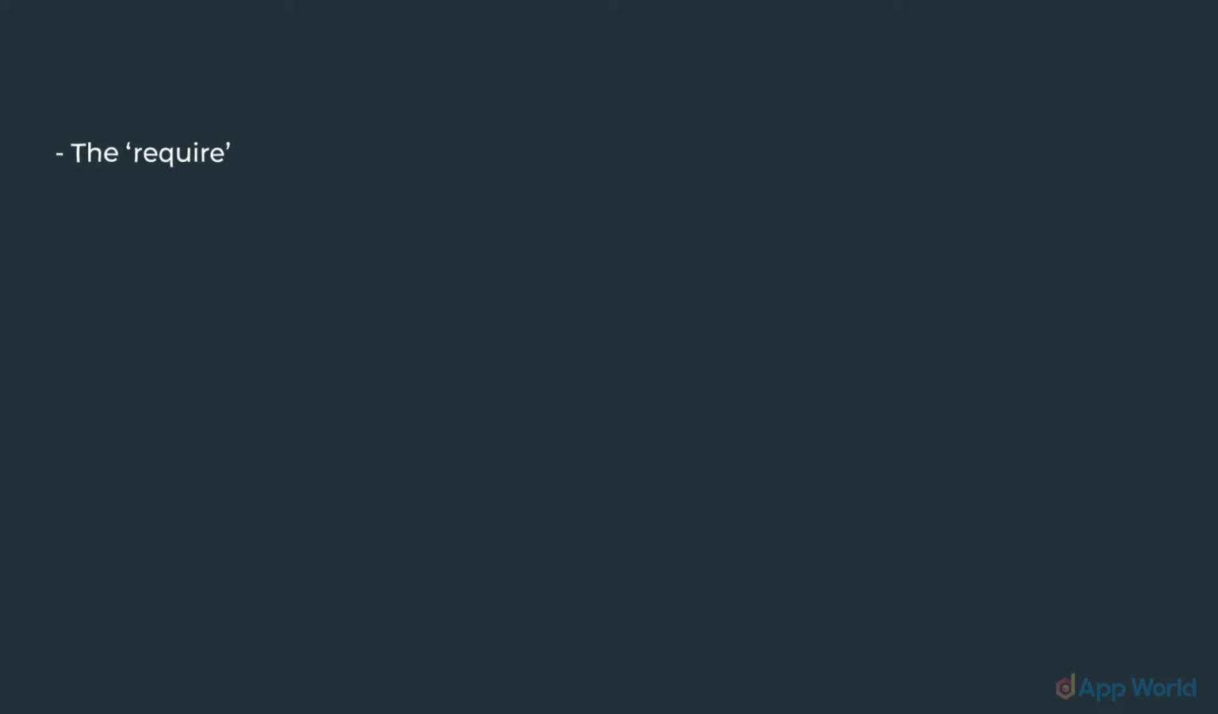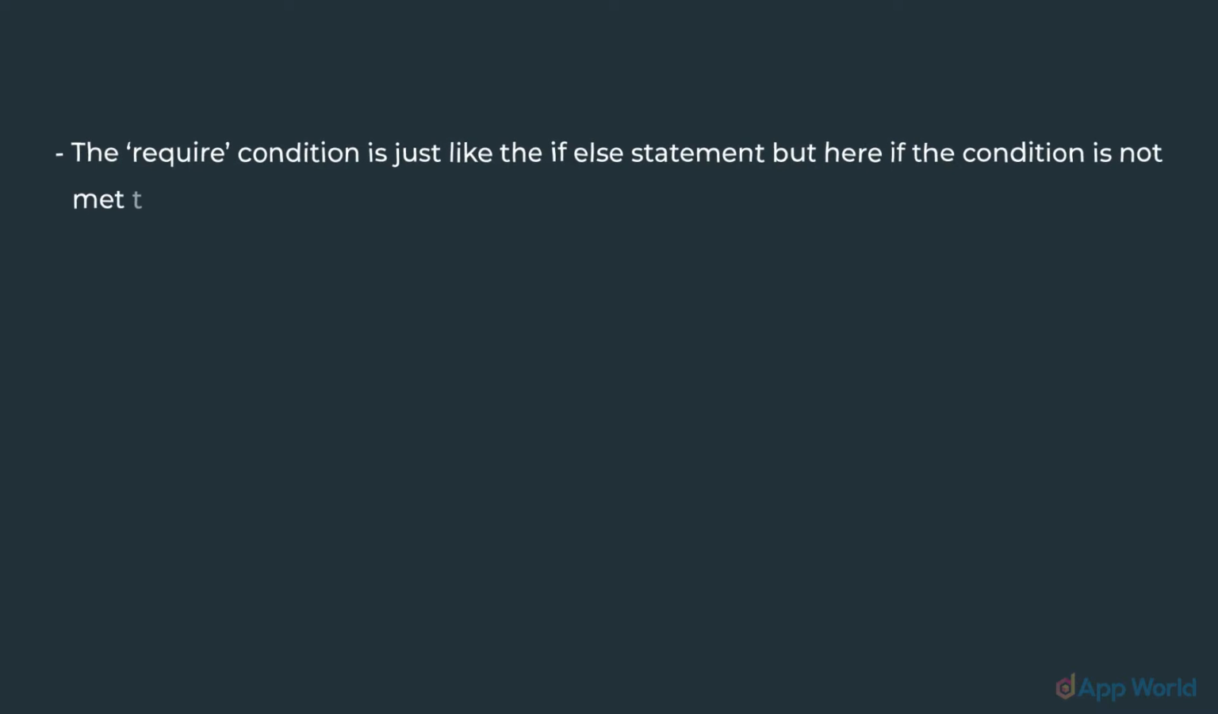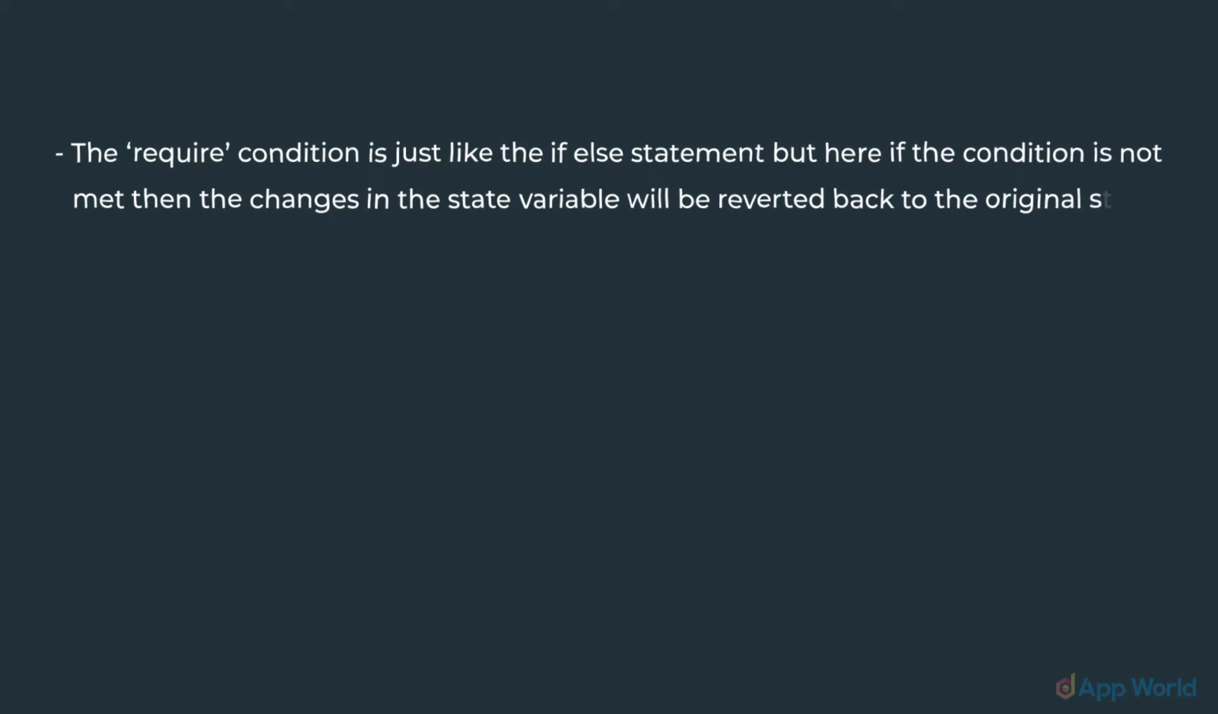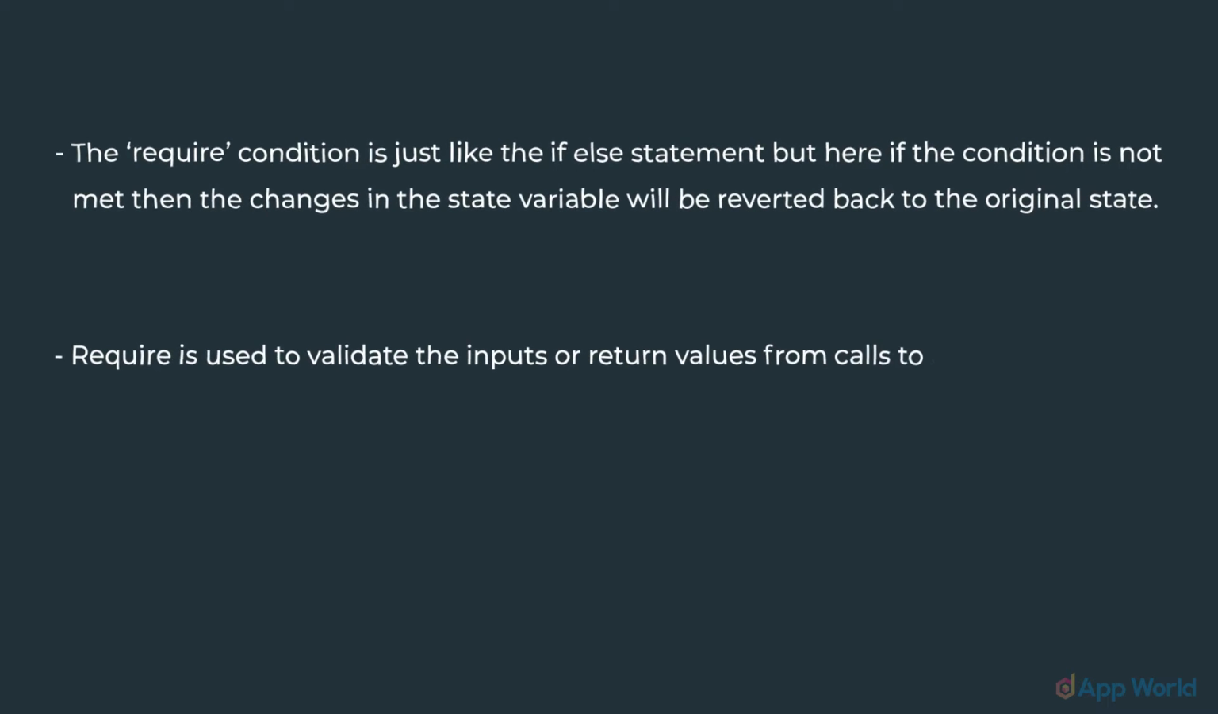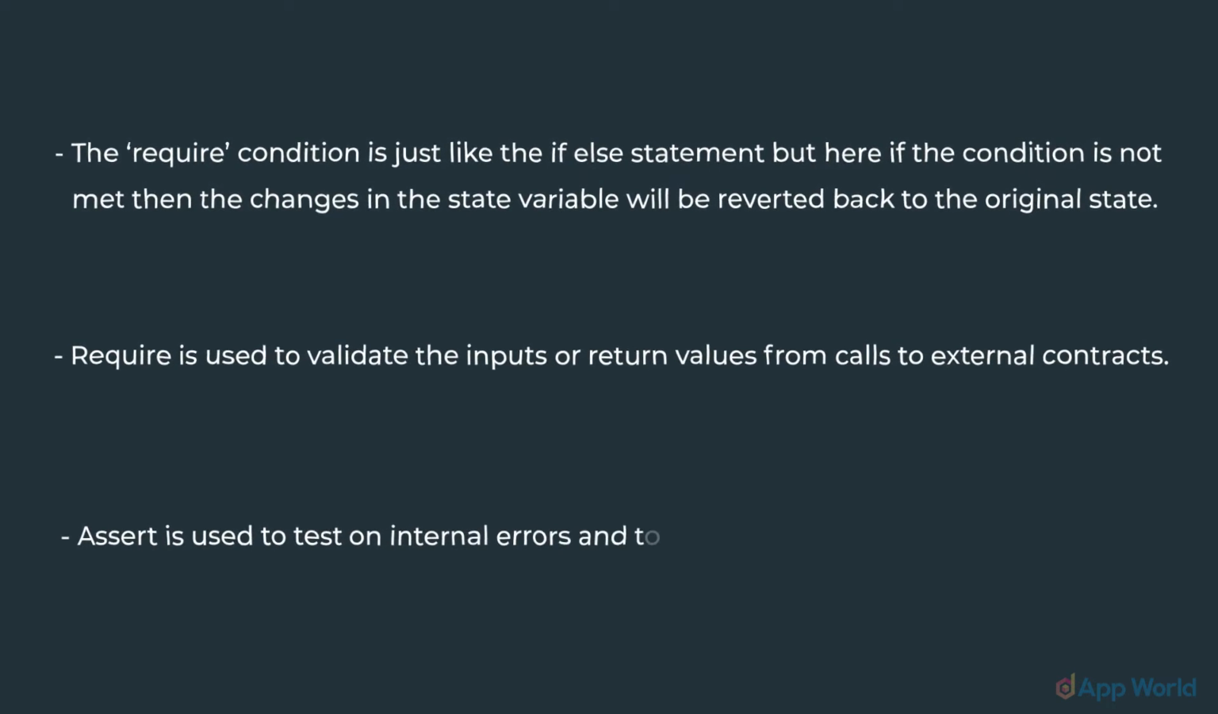Basically the require condition is just like the if-else statement, but here if the condition is not met, then the changes in the state variable will be reverted back to the original state. Require is used to validate the inputs or return values from the calls to external contracts, whereas assert is used to test for internal errors and to check invariants. It will be clearer once we see the examples of this.